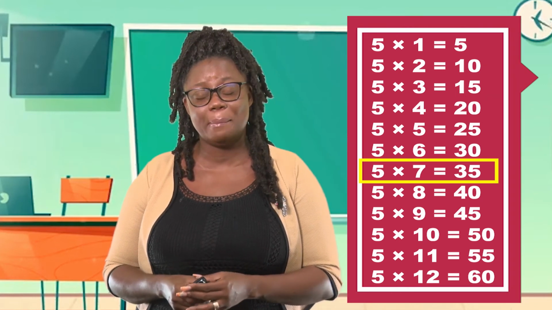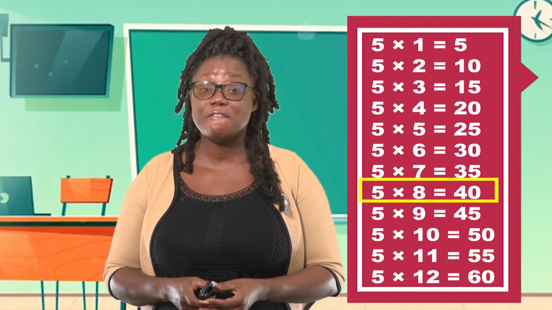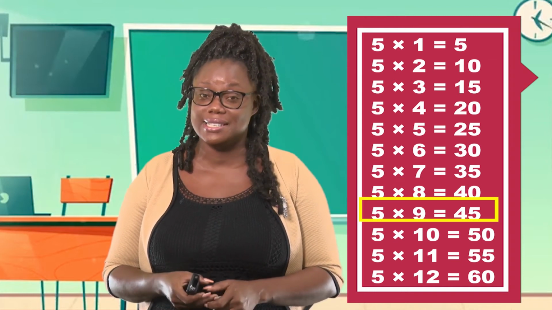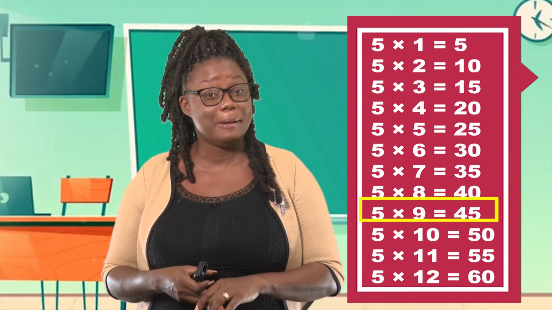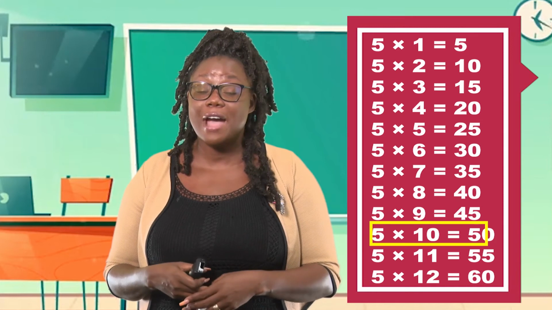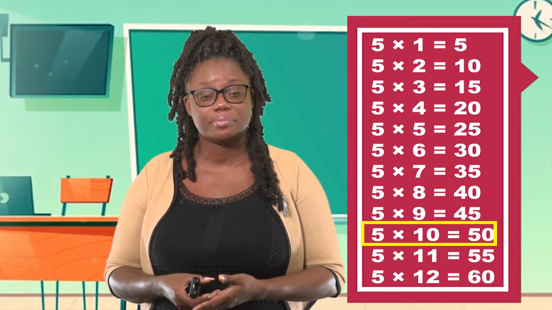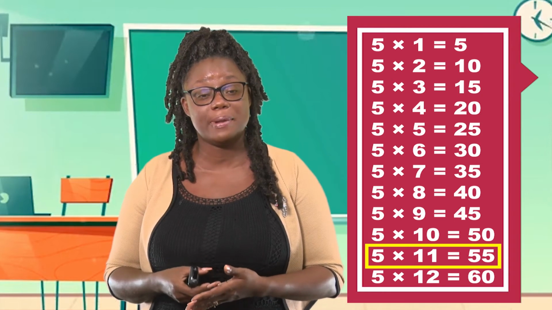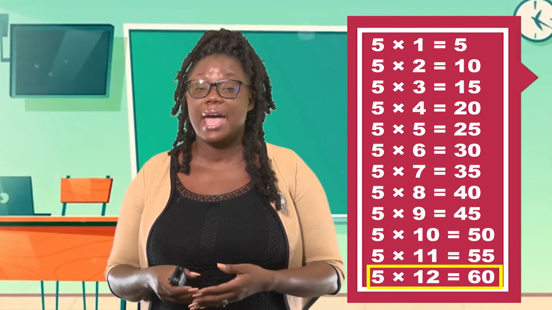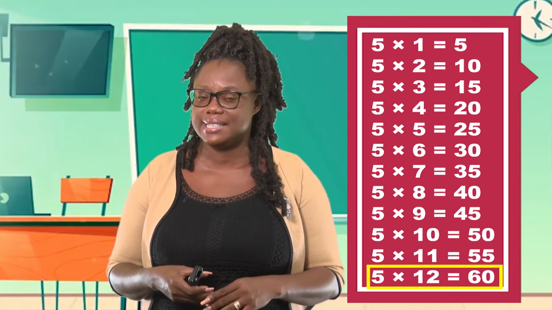5 multiplied by 7 equals 35. 5 multiplied by 8 equals 40. 5 multiplied by 9 equals 45. 5 multiplied by 10 equals 50. 5 multiplied by 11 equals 55. And 5 multiplied by 12 equals 60.